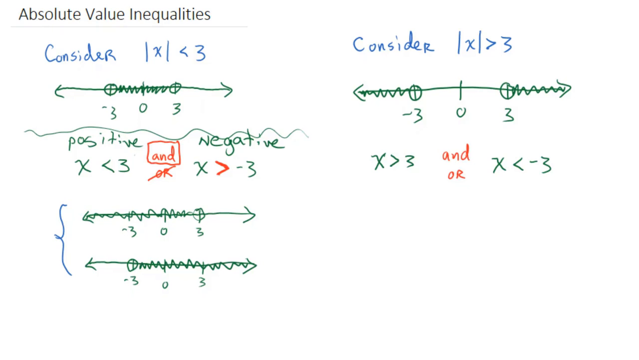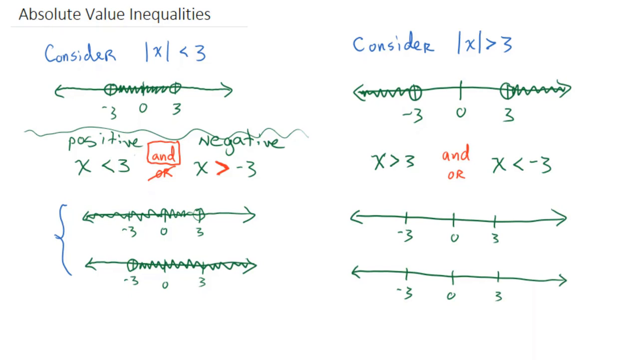Well, let me draw out the individual graphs. The graph for the first one is saying that x is bigger than 3, so we would go bigger than 3 on our number line. The graph for the second one is saying x is smaller than negative 3, so we would go smaller than that. And again, we already know we want our graphs to combine to look like this guy.